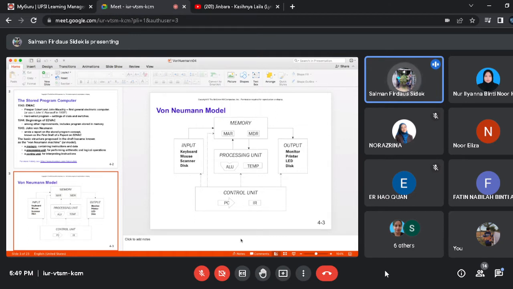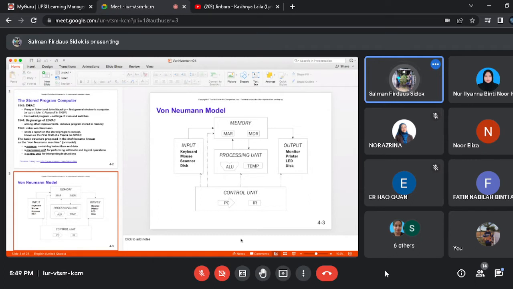So that's it. At this stage, we already talk about memory, and we already talk about the input and output components that contribute to the definition of a computer. So the next component is the processing unit. The processing unit, in the middle of the model, is also known as the CPU, the central processing unit. This unit is used to process the data.